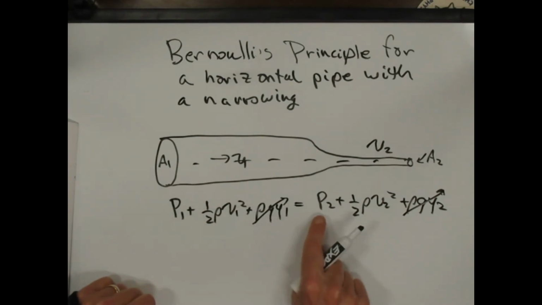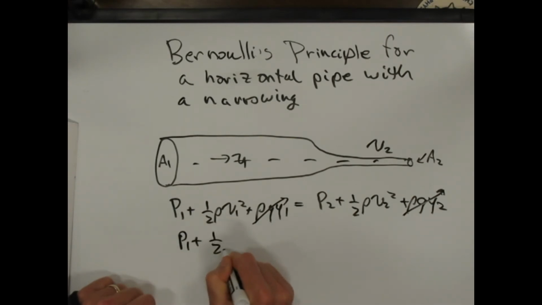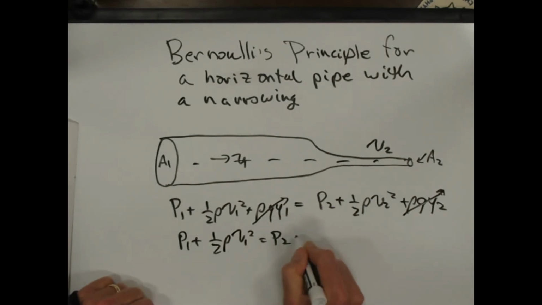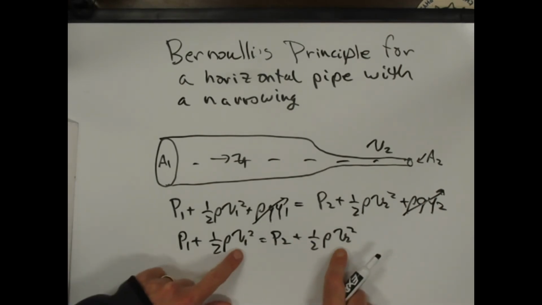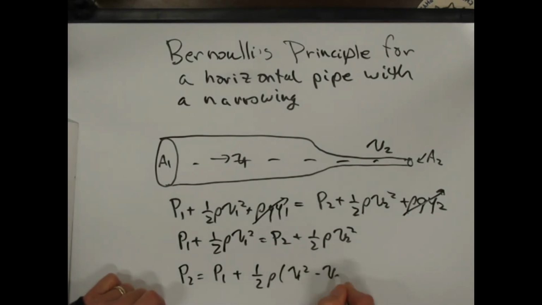And I get P1 plus 1/2 rho V1 squared equals P2 plus 1/2 rho V2 squared. Now we know that V2 is much larger than V1, or is at least larger. It's larger to the extent that it's narrower, and so P2 is equal to P1 plus 1/2 rho times V1 squared minus V2 squared.